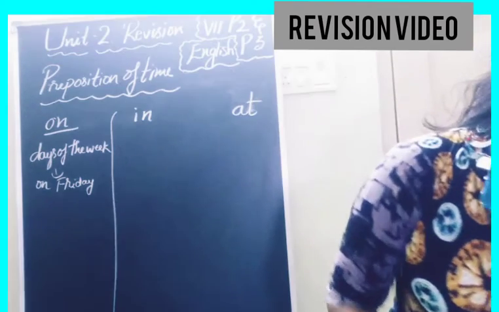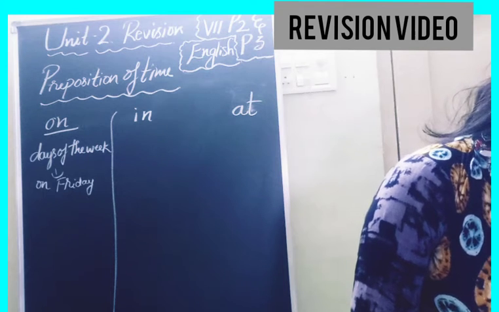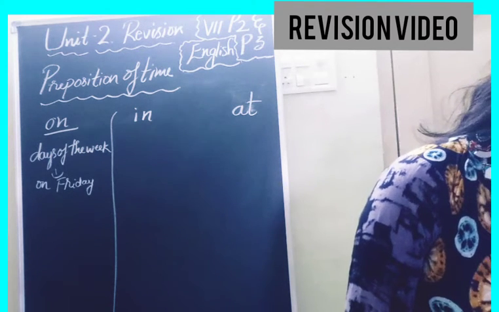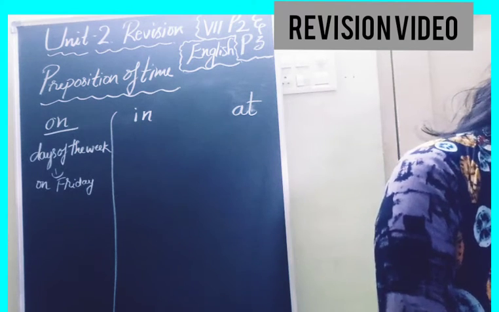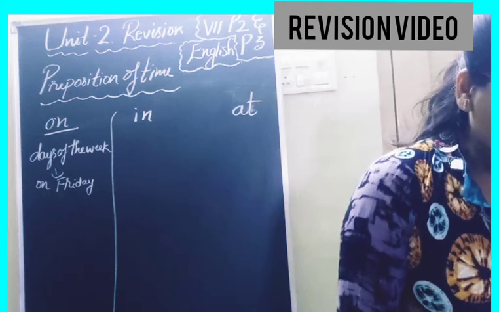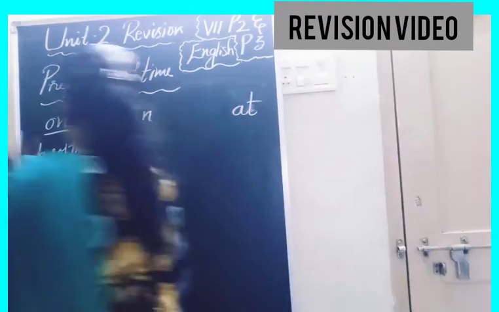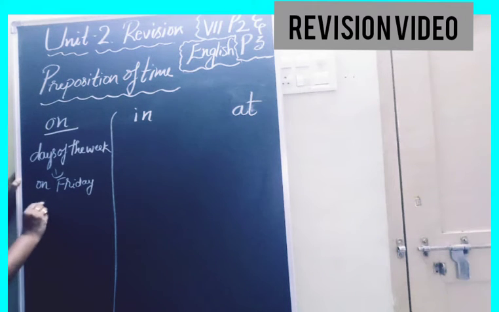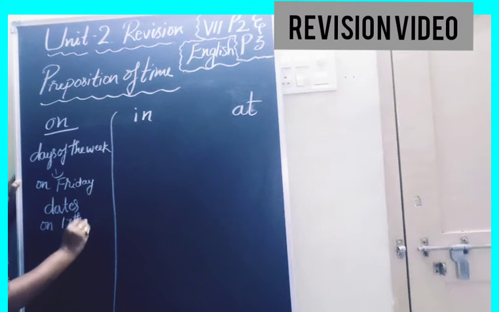Then let's go with that. With "on" again, many we have. For example, days of the week, and even dates. Before the dates, like on 17th, on 18th, not in 17th or in 18th, on 18th.